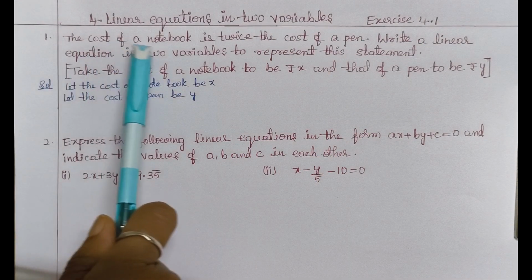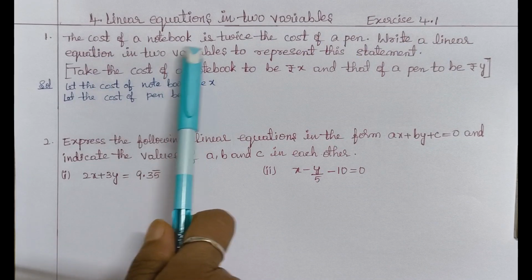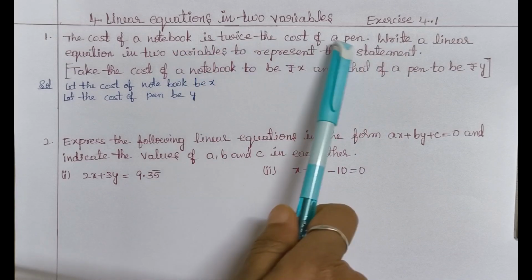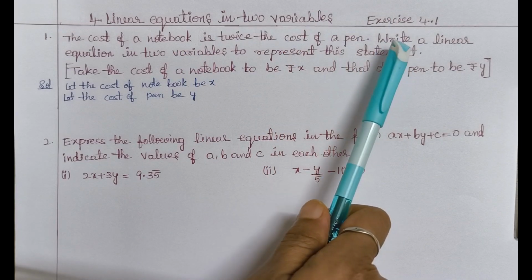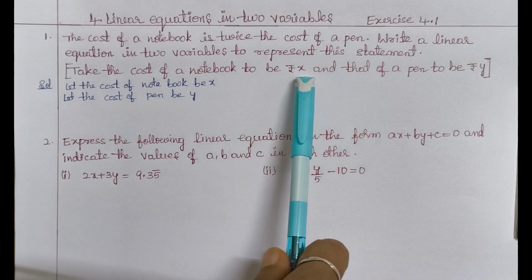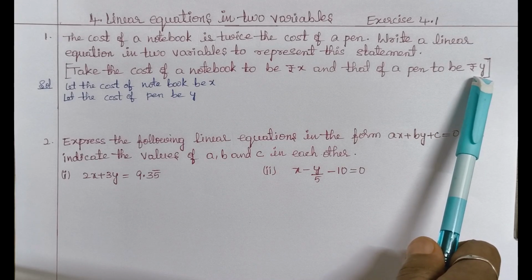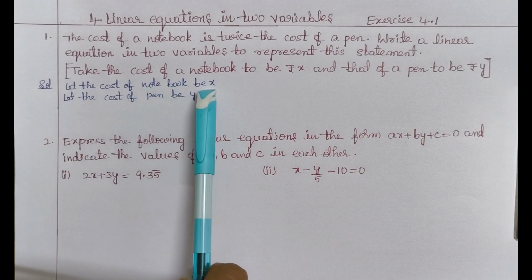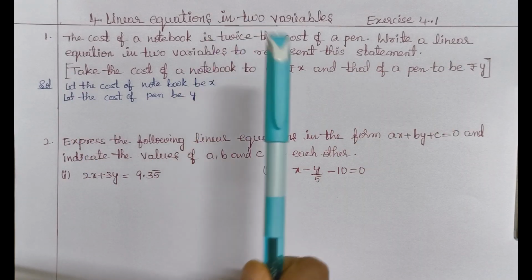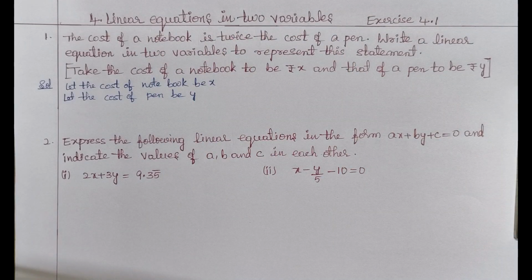See beta, first question. The cost of a notebook is twice the cost of the pen. Write the linear equation in two variables to represent this statement. Okay, this statement we will write in linear equation form. Here is given the clue. Take the cost of the notebook as x, and the pen cost we will take as y. So I am writing here, let the cost of the notebook be x, let the cost of the pen be y. But what is the statement here? The cost of the notebook is twice the cost of the pen.